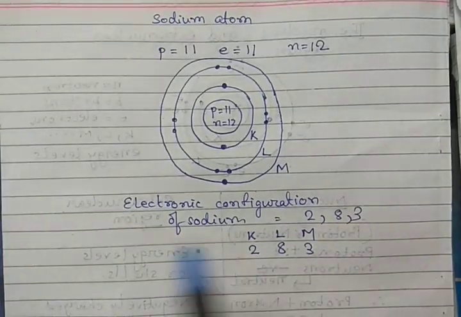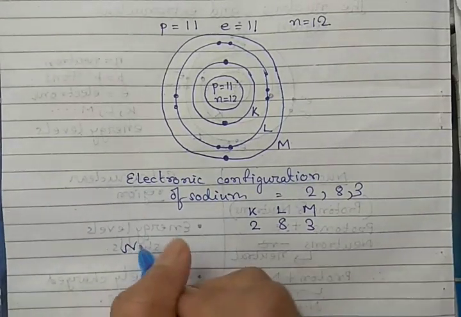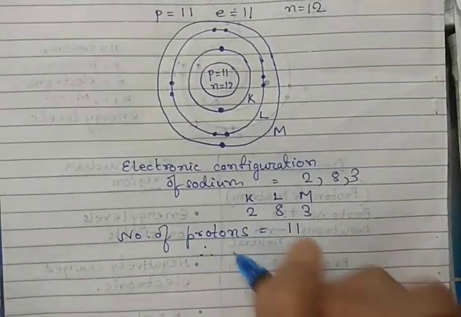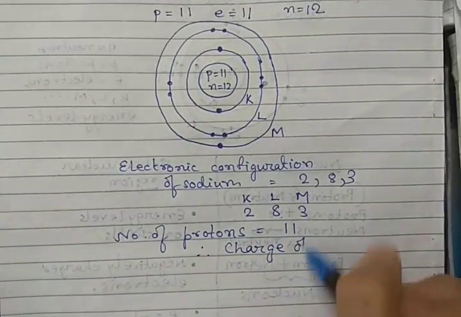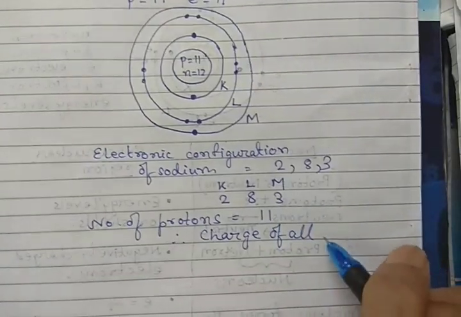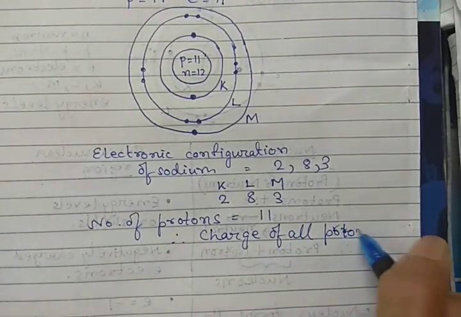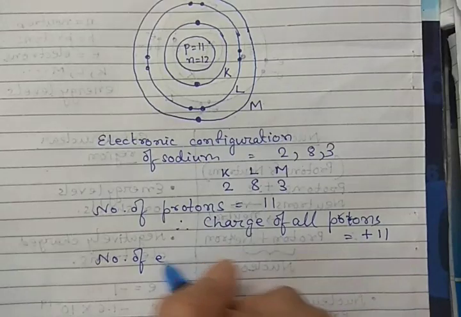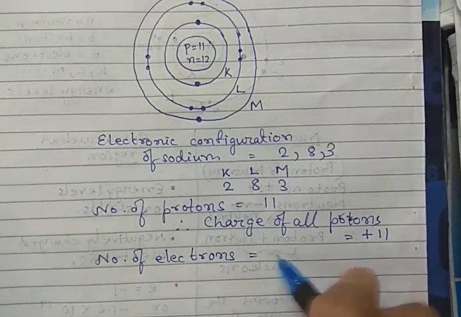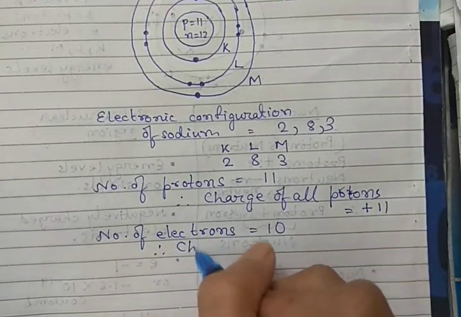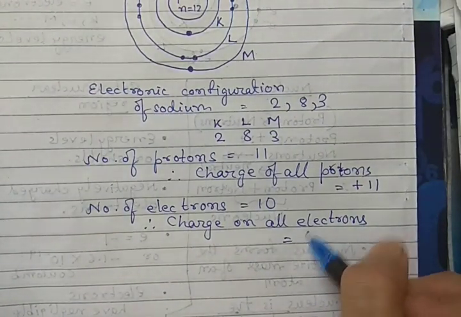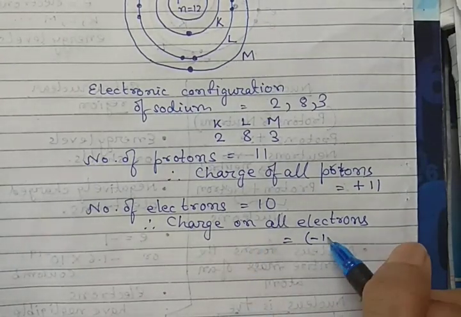Okay, so let us calculate the overall charge of the atom. Number of protons equal to 11. Therefore, charge of all protons, each proton has charge plus 1, therefore charge of all protons equal to plus 11. Now the number of electrons equal to 11. So charge on all electrons, how much? Minus 1 into 11, because charge on 1 electron is minus 1.